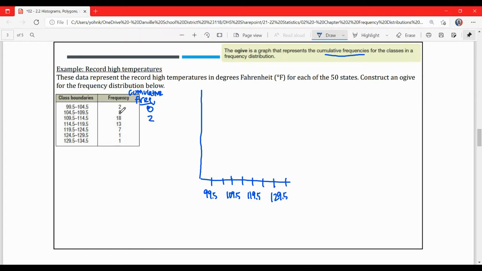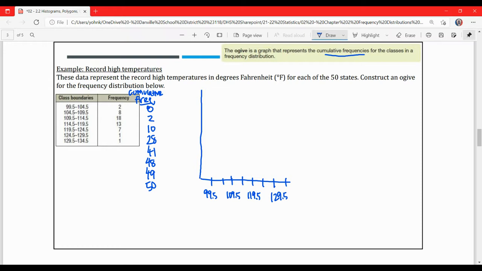Then we add the next number, which is an 8, to get 10. Add the next number, 18, to get 28. The next number, 13, to get 41. The next number, 7, to get 48. The next number, 1, to get 49. And the next number, 1, to get 50. This number here, the final number 50, should equal the number of values in the data set.